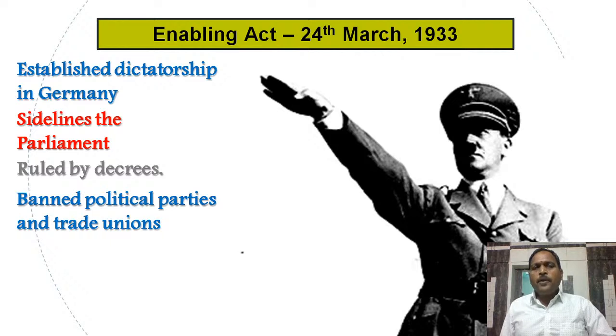He banned all the political parties and trade unions. There was no other political party except the Nazi Party, and also no trade union. Trade union means the association of laborers or workers. He was against communism, so he banned trade unions also. He had no faith in democracy, so he banned the political parties also.